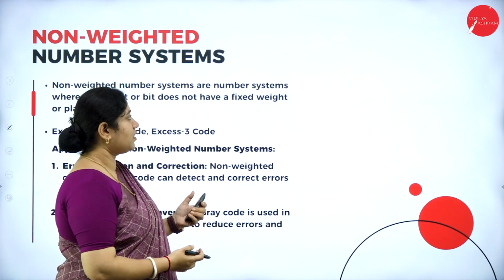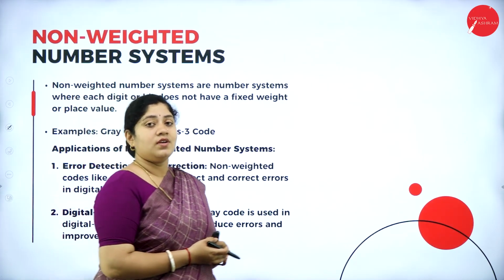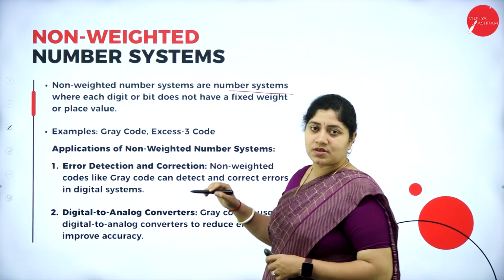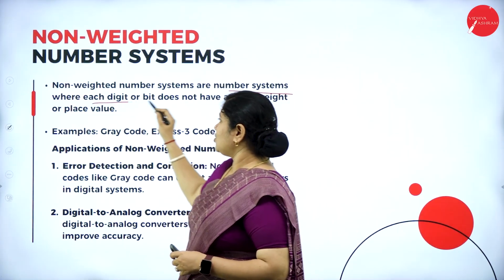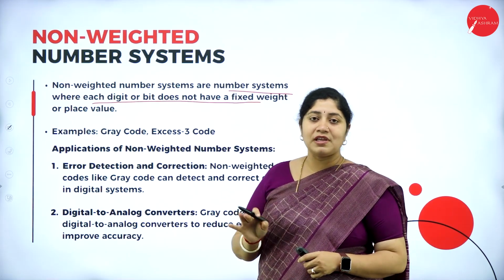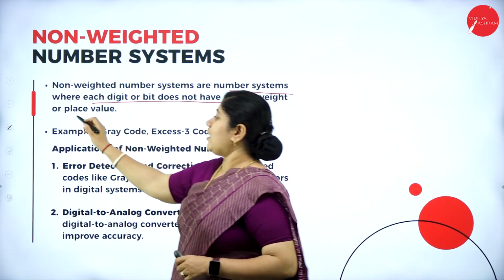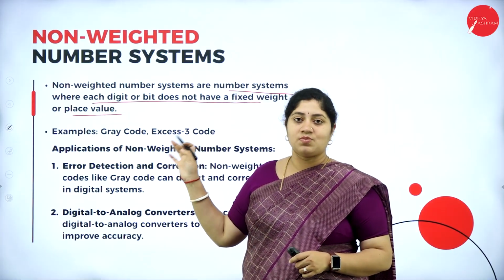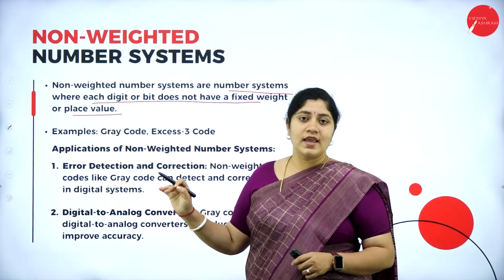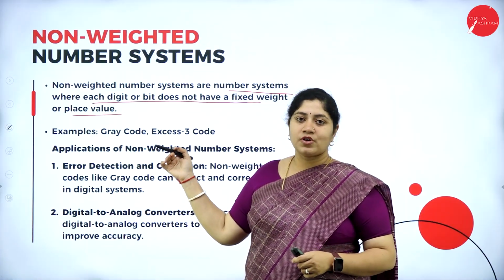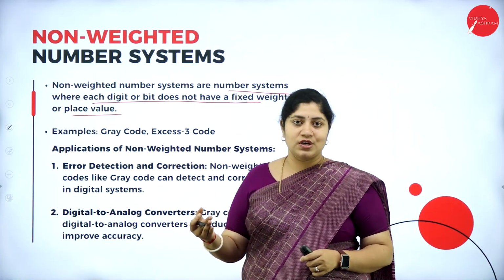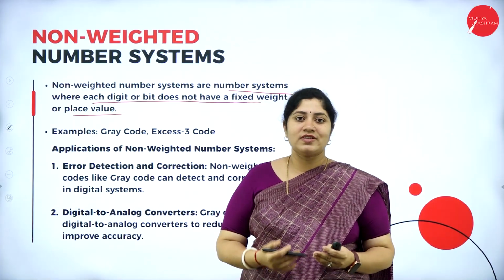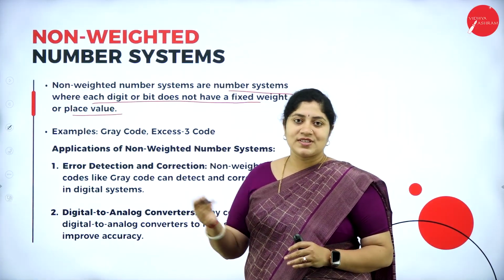Up next, let's see what is a non-weighted number system. Over here, we can consider these are the number systems where each digit or bit does not have any fixed values. So that's why it is called a non-weighted number system. So now let's see what are the examples. The examples for this are gray code, XS3 code, etc. Alright. Followed by, let's see the applications, like where these non-weighted systems are used.